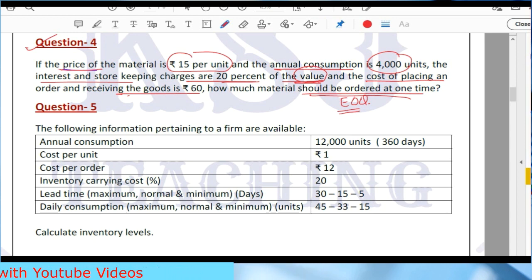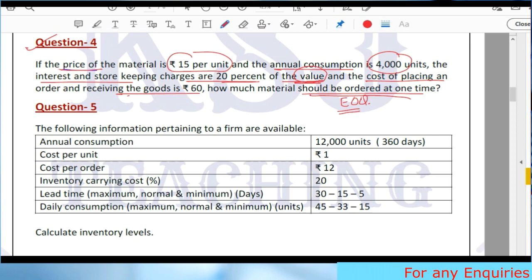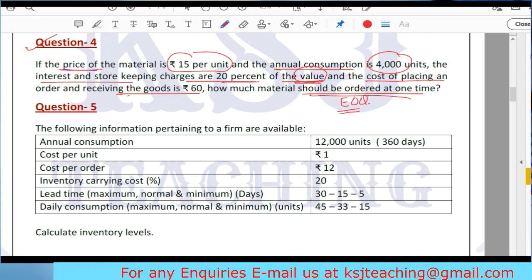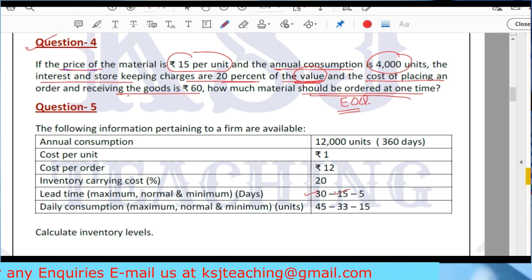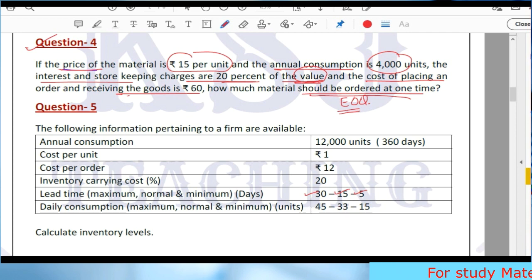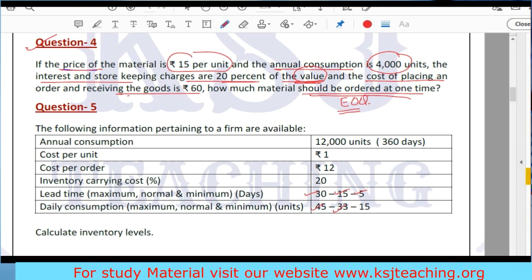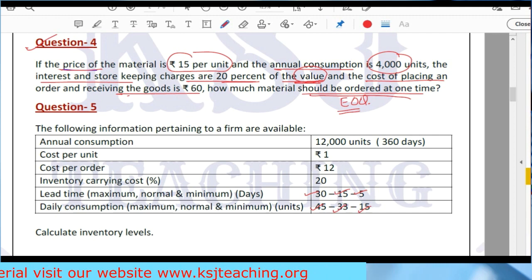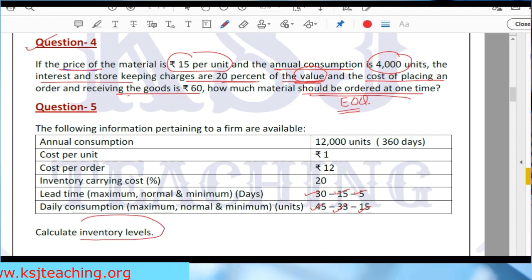Okay, sir. Lead time maximum, normal and minimum days 30, 15 and 5. Daily consumption maximum, normal and minimum 45, 33, 15. Right? That means this is the maximum lead time. This is the normal lead time, and the last one is the minimum lead time. Clear? Same is the case with daily consumption. This is the maximum consumption, this is normal consumption, and the third one is the minimum consumption. He says calculate inventory levels.